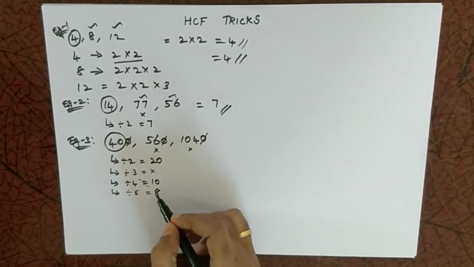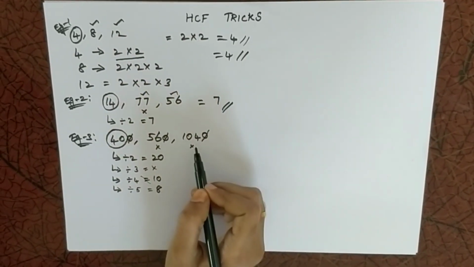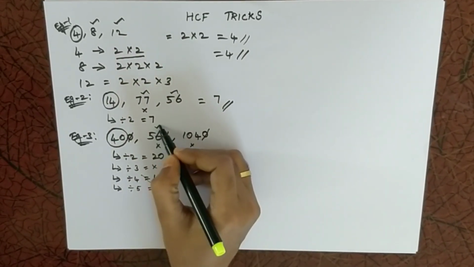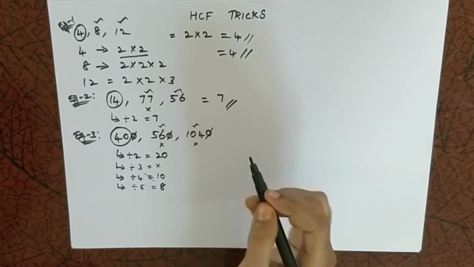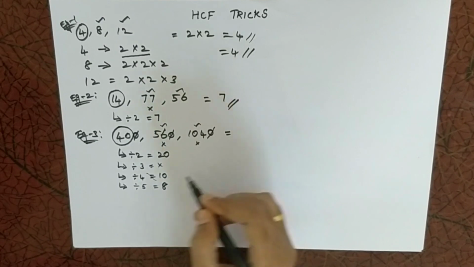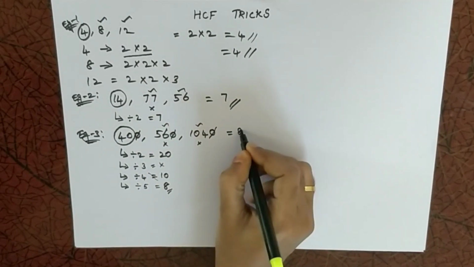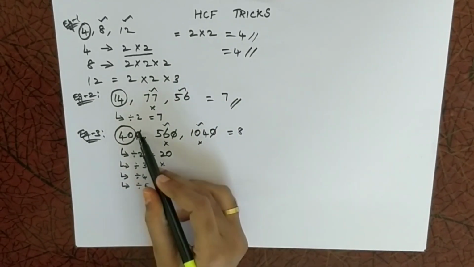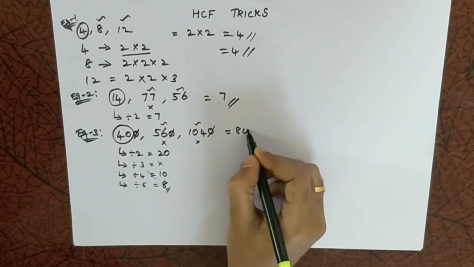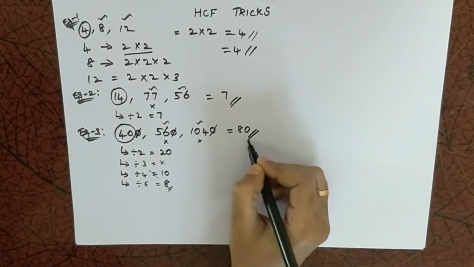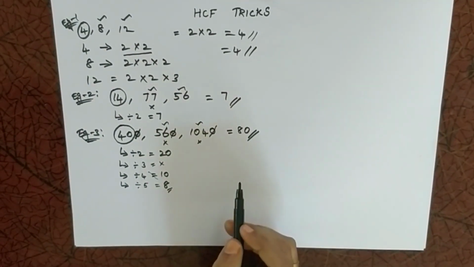Now let's check whether this 8 is divisible by all the other numbers. It is divisible, as well as 104. 13 8s are 104. So the answer here is 8. But since we ignored this 0 in all the 3 numbers, we have to add 1 0 to the answer. So the HCF here is 80.